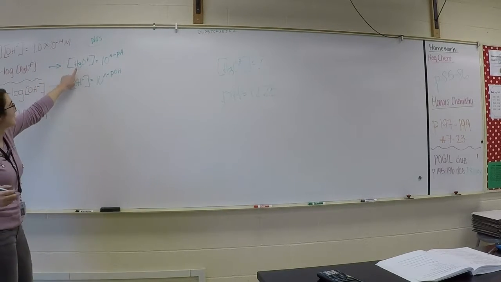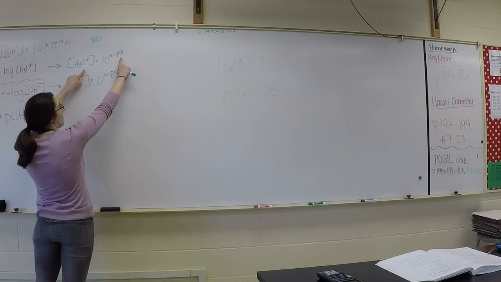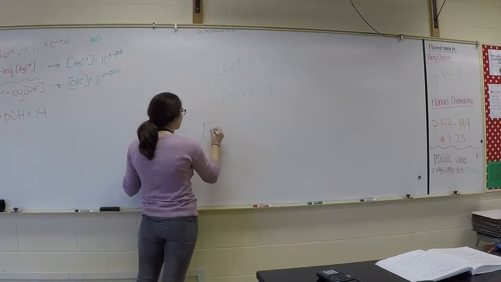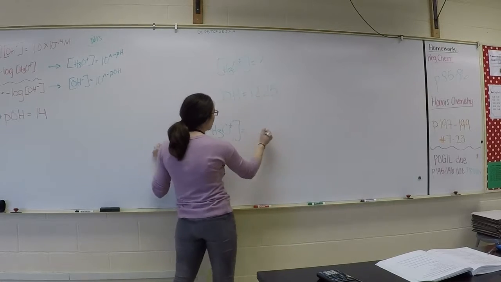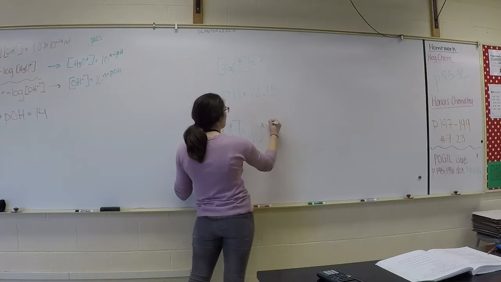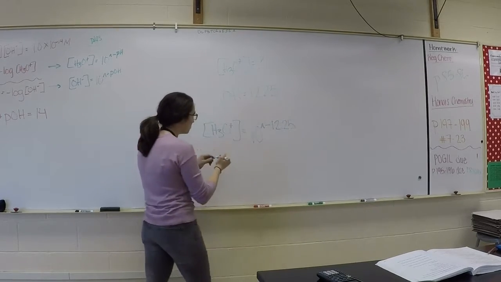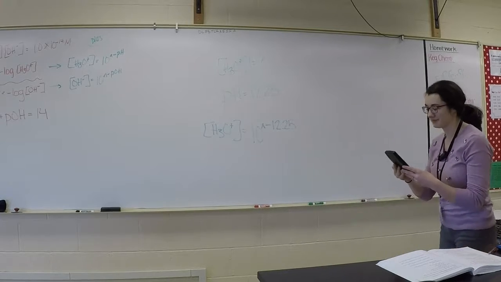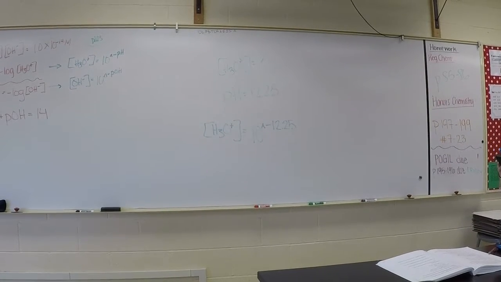So we can solve for hydronium. All we need is a what? pH. Do we have pH? Hallelujah. All right. So antilog of the negative, don't forget the negative, 12.25. So antilog of negative 12.25.